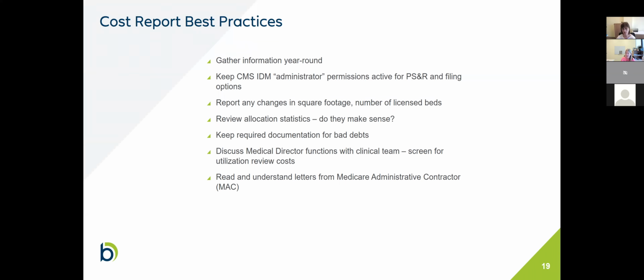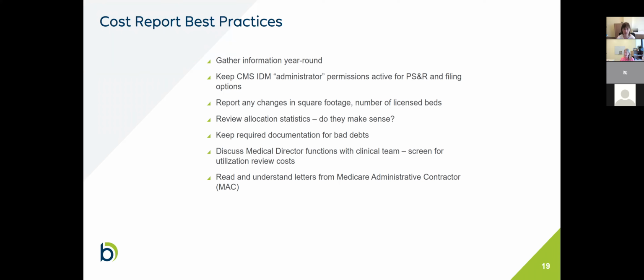So first thing is gather your information year round. It's interesting, as auditors and the people who compare your cost reports, we see your operations in a very segmented way. We look at things that happen from 7/1 of the fiscal year through 6/30 of the fiscal year. But for you folks, it's not segmented, because your operations don't stop and start again at the beginning of the fiscal year.